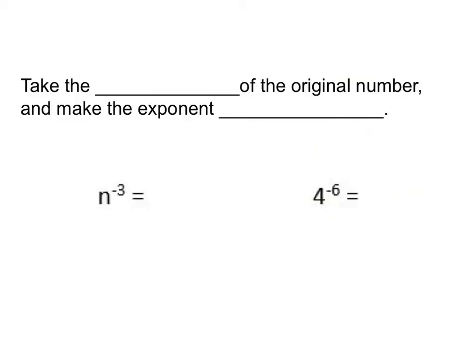Go back to the reciprocal. All right, now, when we talk about that rule, reciprocal like we've done before, we're going to take the reciprocal of the original number and make the exponent positive. So whether it's moving from a numerator to a denominator, we're changing it from a negative to a positive.